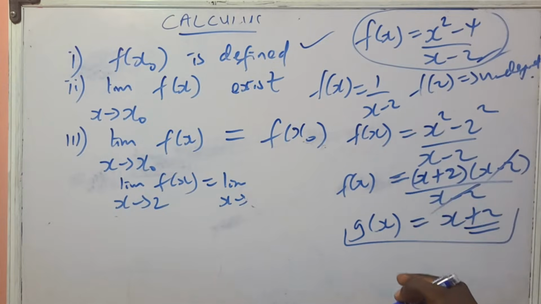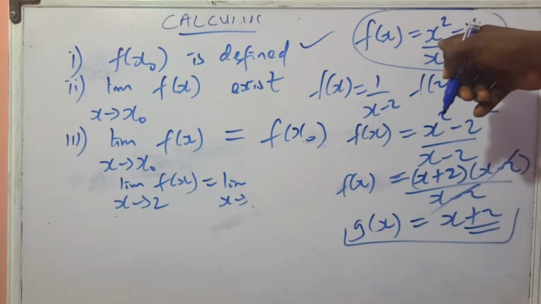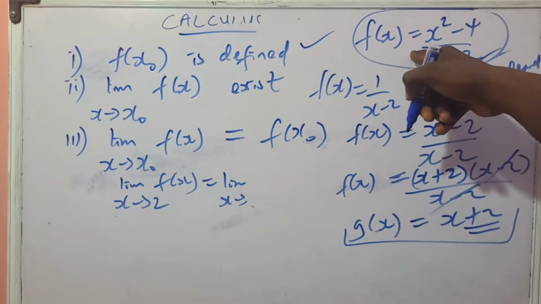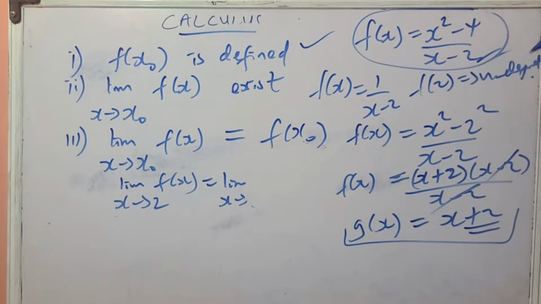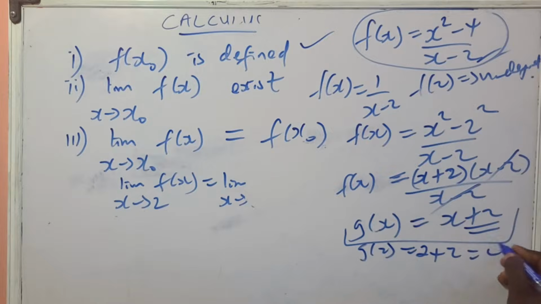Now you can go on to check again. Will this function be discontinuous at the point where you said it was discontinuous in the previous function? You said this function was discontinuous at x equals 2. Now, go and put g of 2. Let's see, what does g of 2 give you? 2 plus 2, which is 4. It's not discontinuous again. So you can see this is what we call removing discontinuity.